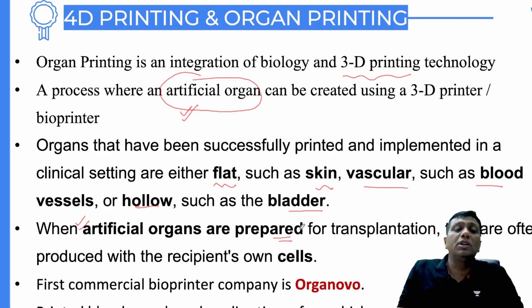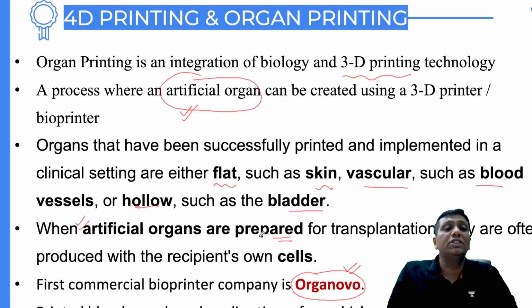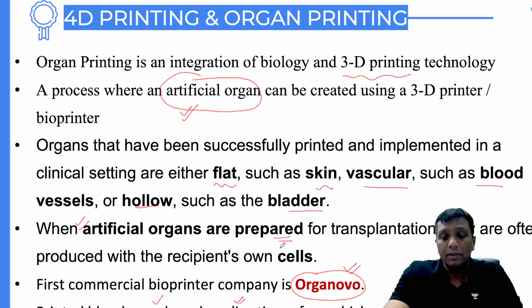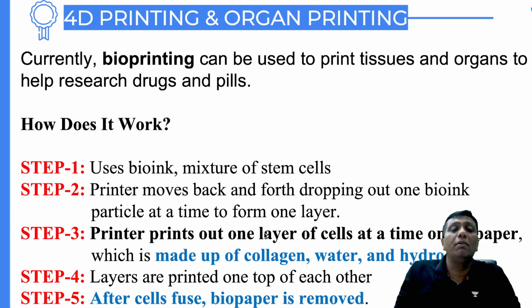Okay, and the first commercial bioprinter company is Organovo, you people remember. The first time an organ was printed, it was from chicken cells in 2008. That printed blood vessels and cardiac tissue was developed. These are some of the informations on organ printing. But again, I repeat, in organ printing we must take a stem cell.